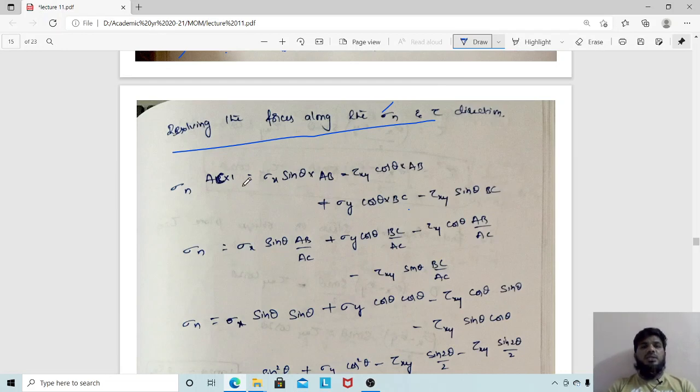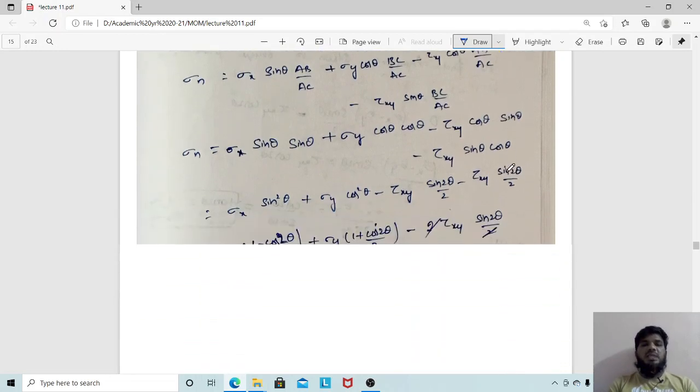So once you get this, you have to divide by AC on the other side. You will get sigma x sin theta AB by AC plus sigma y cos theta BC by AC minus tau xy cos theta AB by AC. We have already studied this from the oblique triangle ABC. We know that this is my theta. We have already discussed this in the last lecture. If this is my A, this is my B, and this is my C, what will be AB by AC? That is nothing but opposite side by hypotenuse, that is nothing but sin theta.